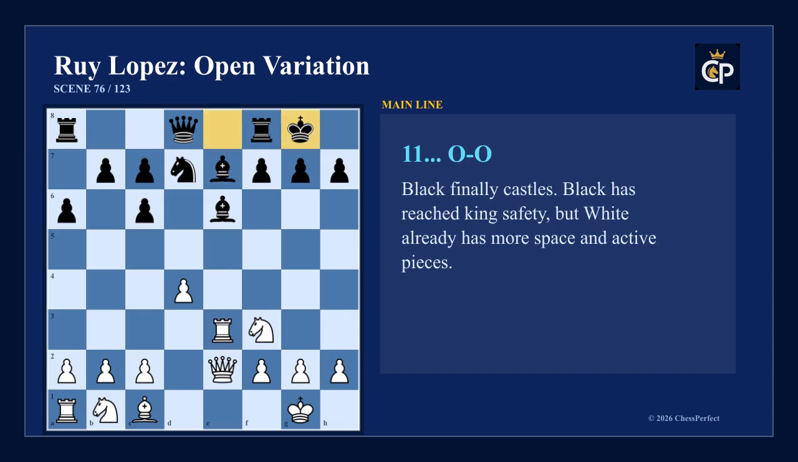Kingside castles. Black finally castles. Black has reached king safety, but white already has more space and active pieces.